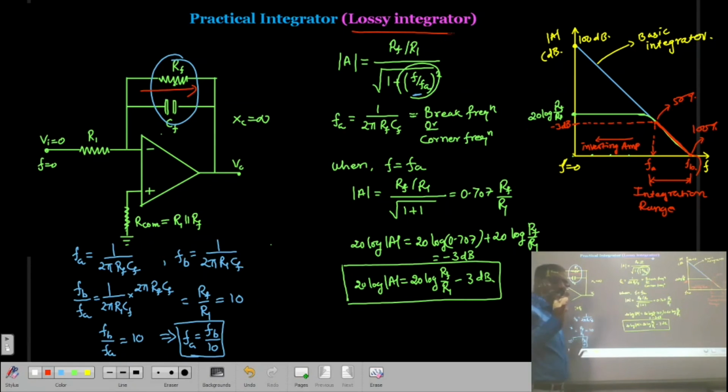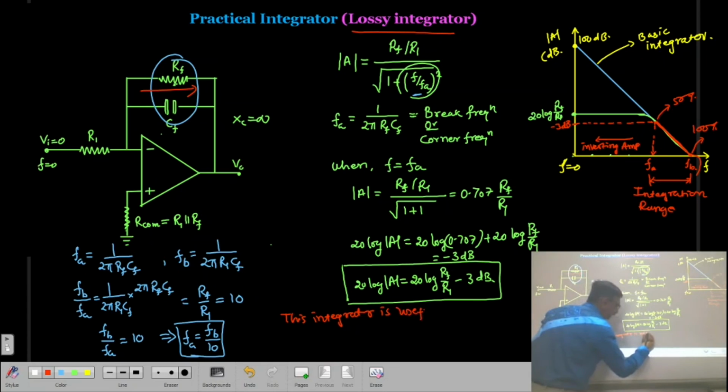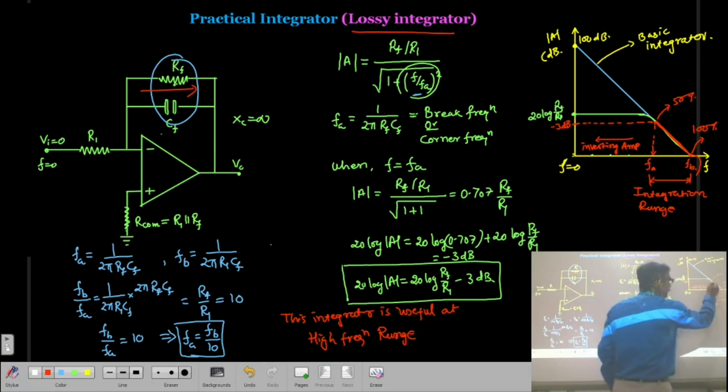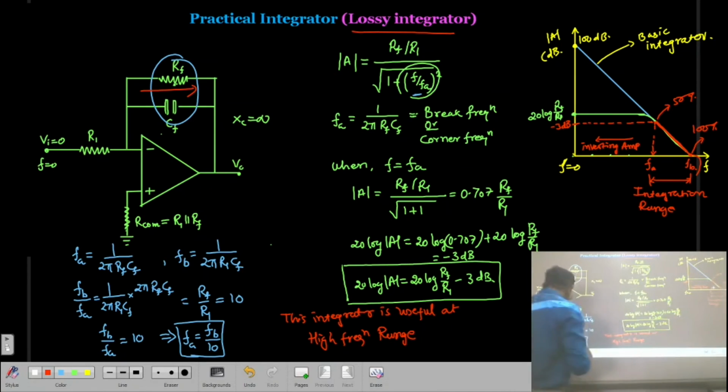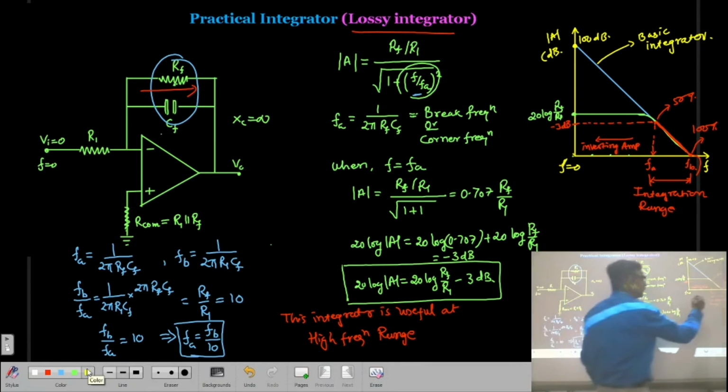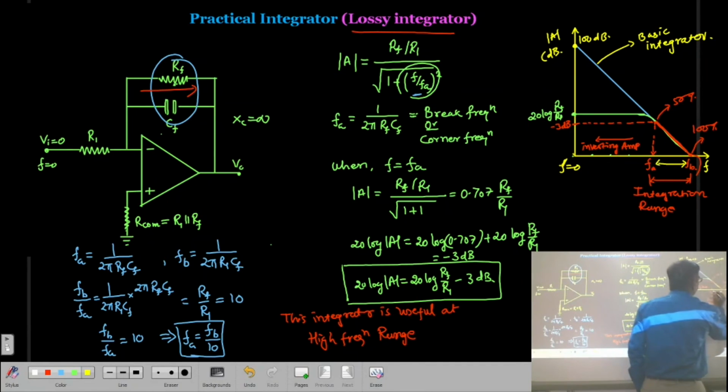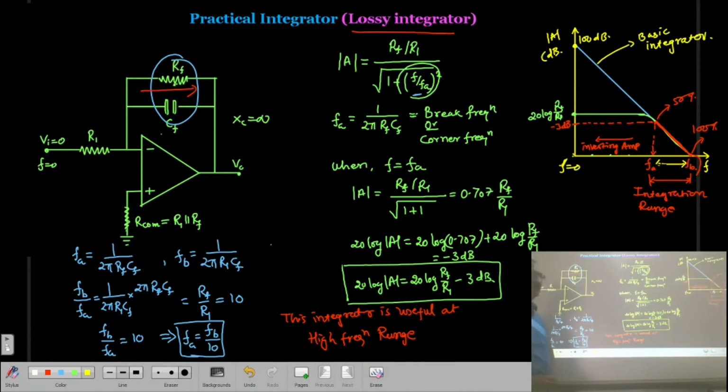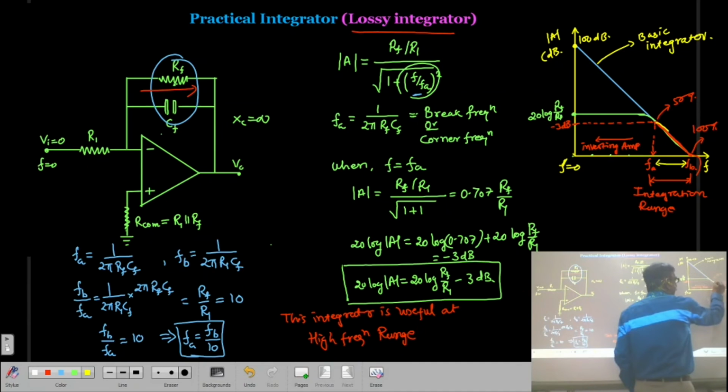So remember that this integrator circuit is useful at high frequency range. Here, what is the high frequency range? It means this, between the frequency FA and FB. This is my integration range.